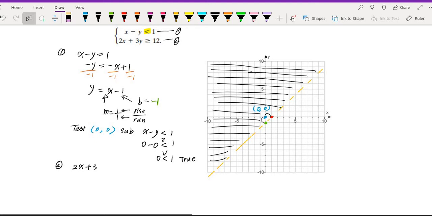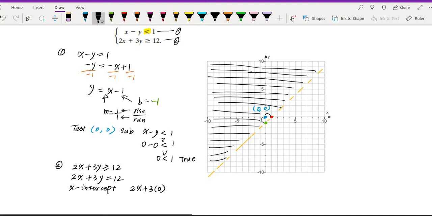Then we're going to go ahead and work on the second inequality: 2x plus 3y greater or equal than 12. So I'm going to rewrite this as 2x plus 3y equal to 12. And then we can do the same thing. Perhaps you can use the x and y intercepts. Okay, let's try that method as well.